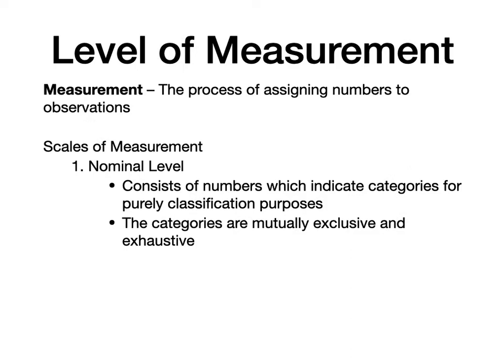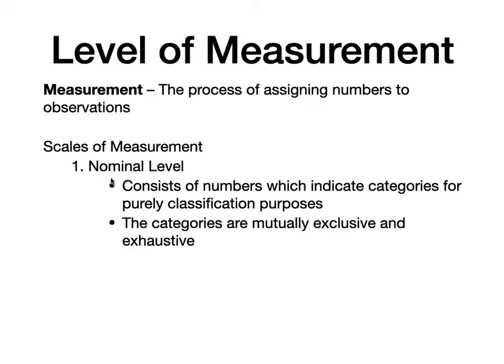Now we will proceed to the different levels of measurement. Whether we have a qualitative or quantitative type of variable, there are corresponding levels of measurement for each type of variable. When we say measurement, it is the process of assigning numbers to the observations. So we have four different levels or scales of measurement. Let us go over them one by one.